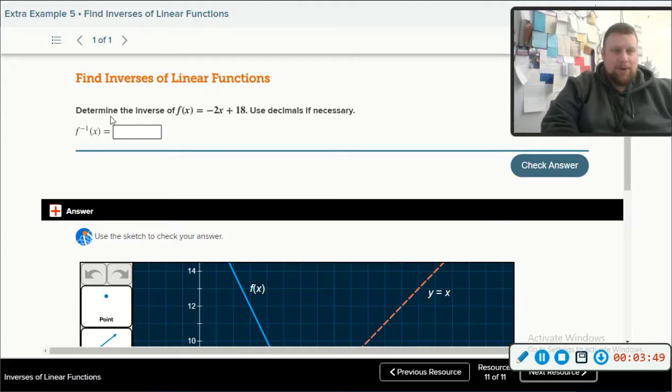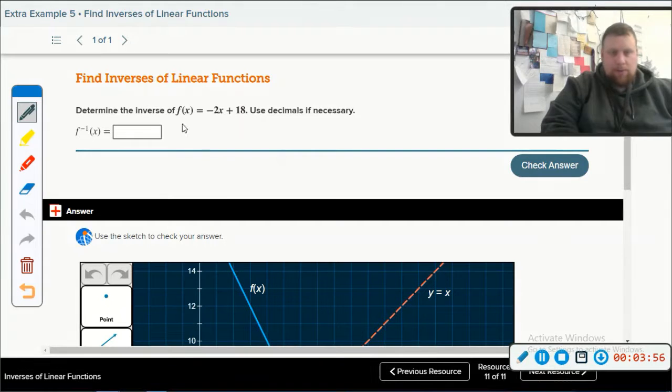All right, so here we go. f of x equals negative 2x plus 18. Again, step 1 tells us to replace that with y equals negative 2x plus 18. Then we're going to replace or switch, interchange the x and the y. x equals negative 2y plus 18.